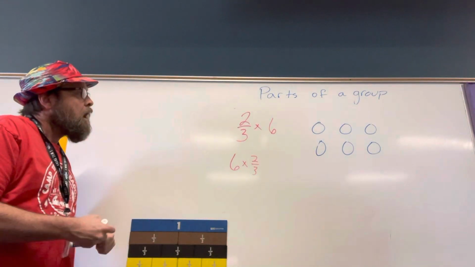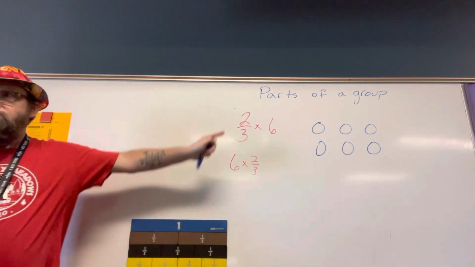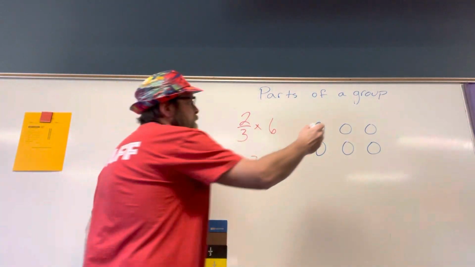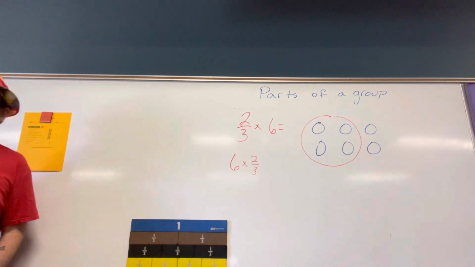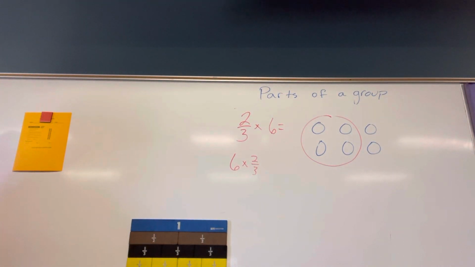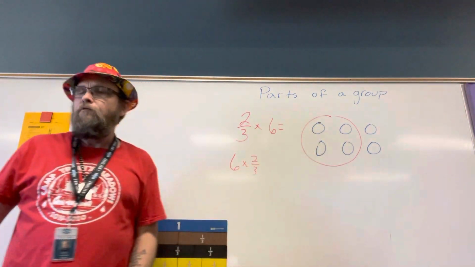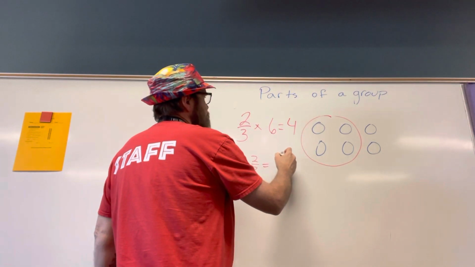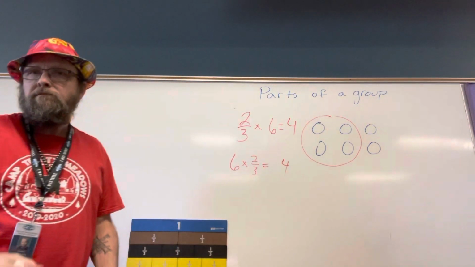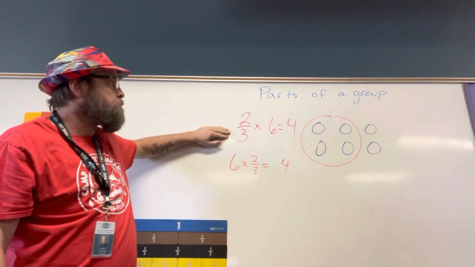And so, how many groups do I need to circle, Chase? 2. And so, Chase, 2/3 times 6 equals? 4. And 6 times 2/3 equals 4 also. Okay? 3, the number of groups I need to have.